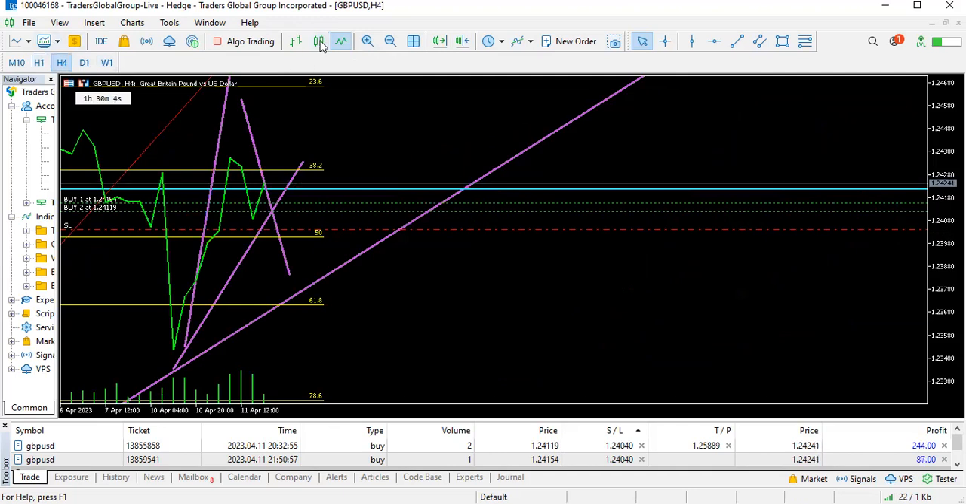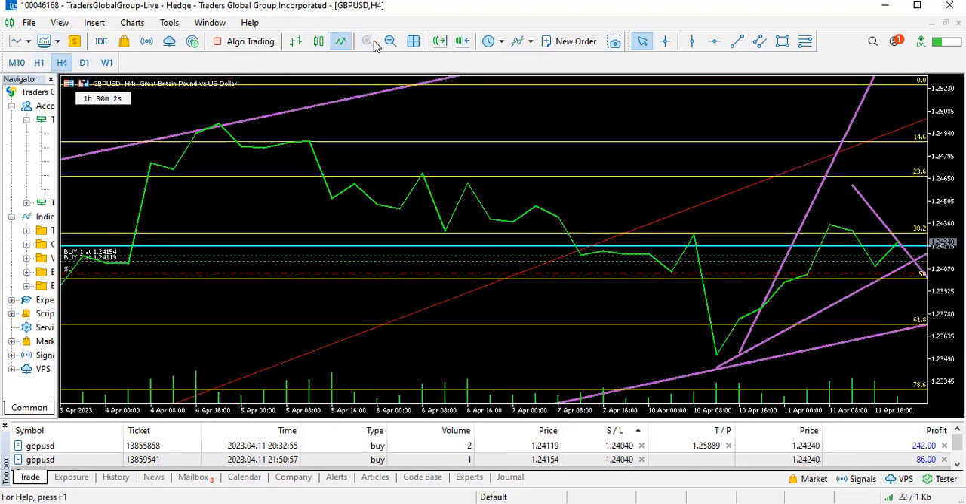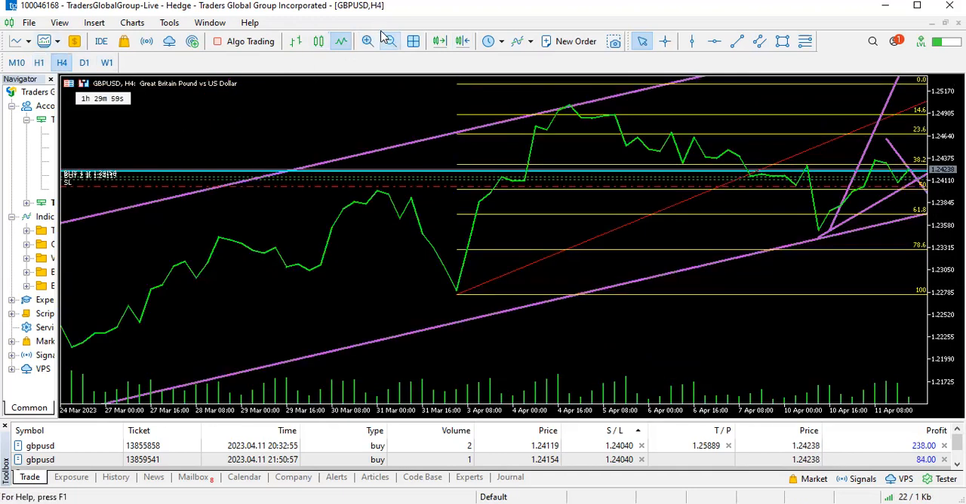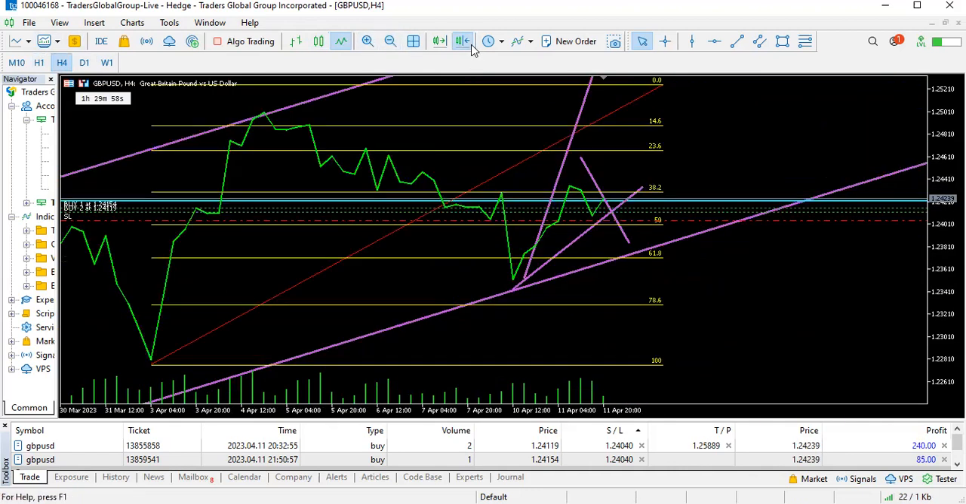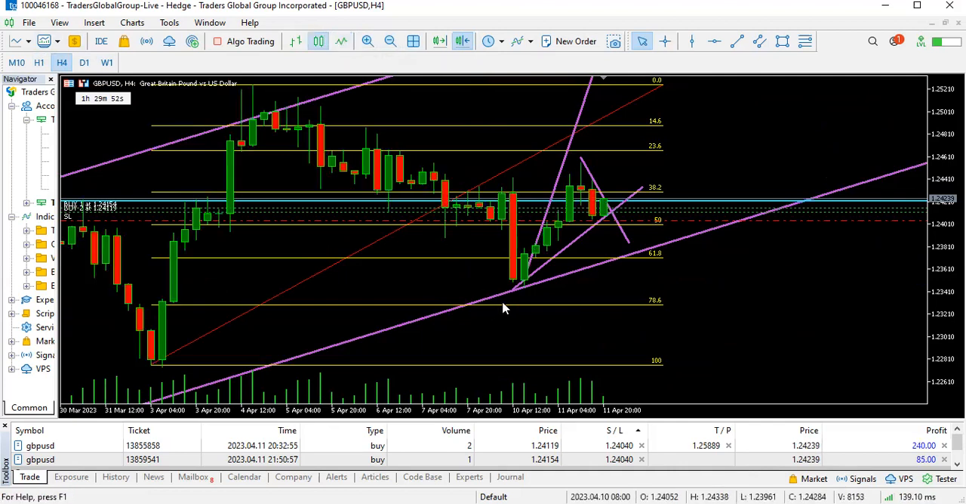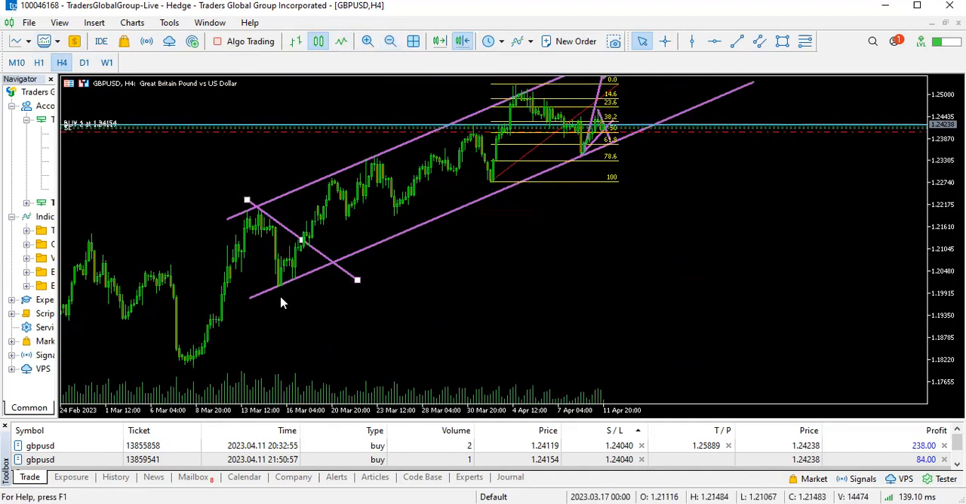So what are the things I saw before I entered this trade? Before I saw the inverse head and shoulder, what I first of all saw was a bouncing off this trend line down here. Let me change it to a candlestick. So I've drawn a trend line like this, and I saw that the market is bouncing off this.